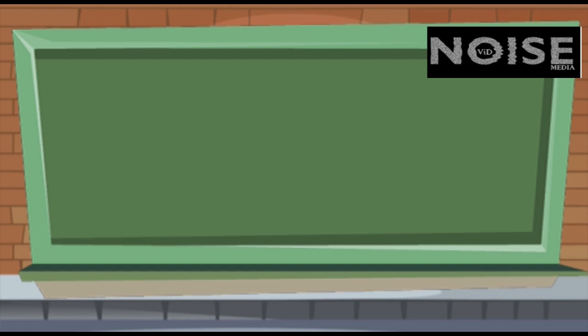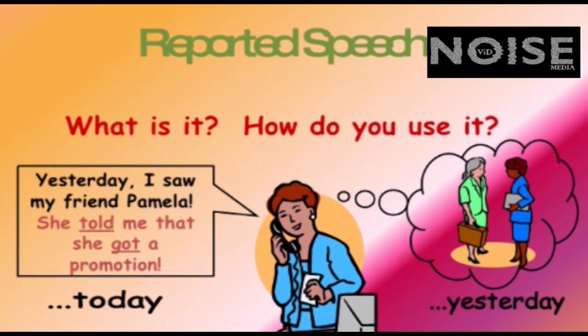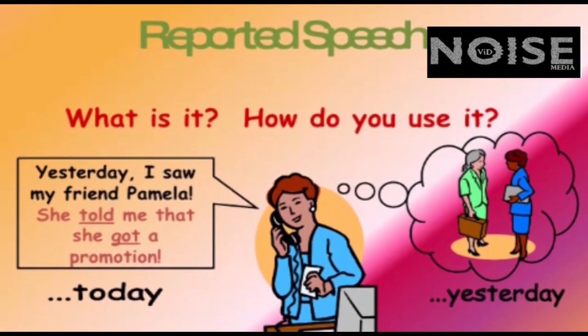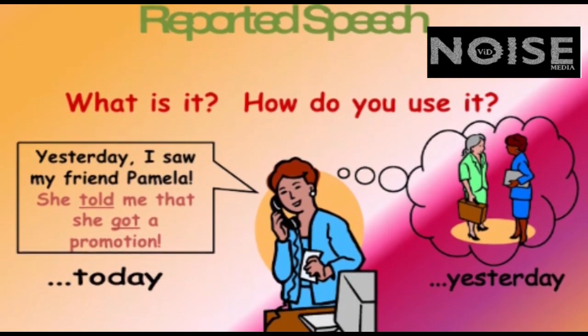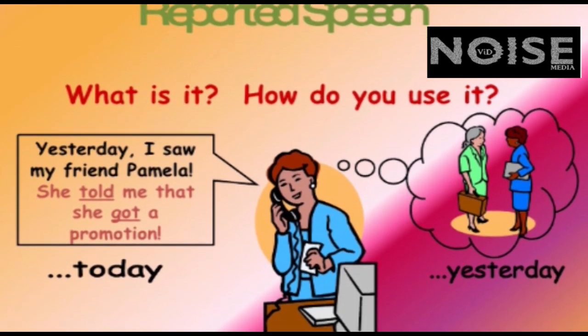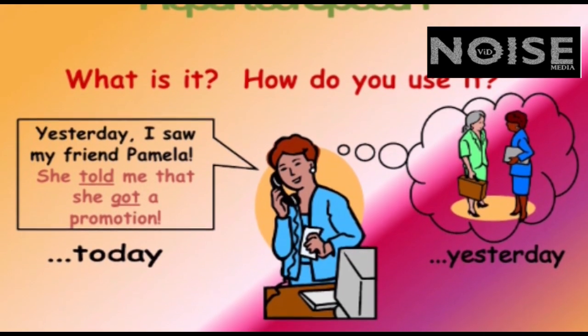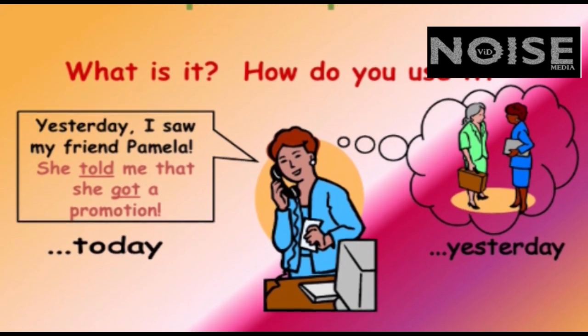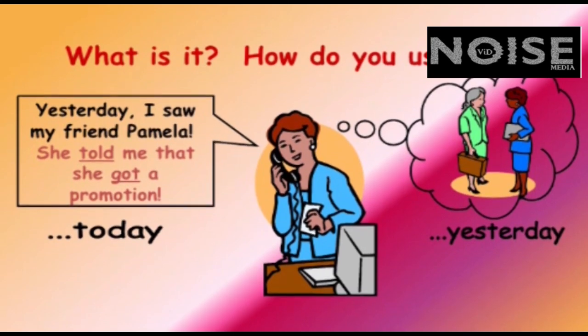Now there are some rules which you should know to make use of direct-indirect speech correctly. Change of situation. Words that are spoken or thought in one place by one person may be reported in another place at a different time and perhaps by a different person. Because of this, there are often grammatical differences between direct and indirect speech. These changes are often natural and logical.